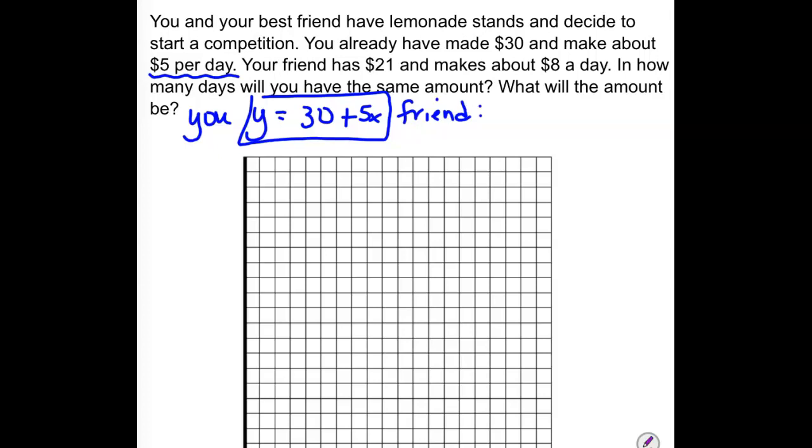My friend starts with $21, but is going to make more than me each day, $8 for every day. So in this case, y is the total that we're going to have, the total amount of money, and x is how many days it will take for us to end up with the same amount.